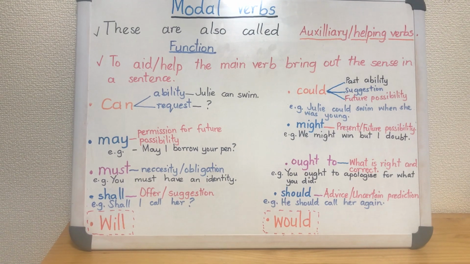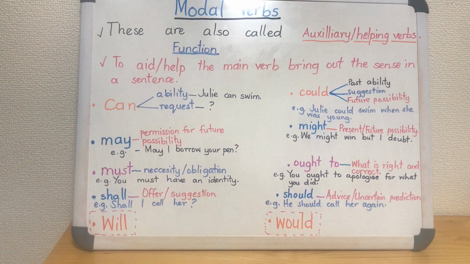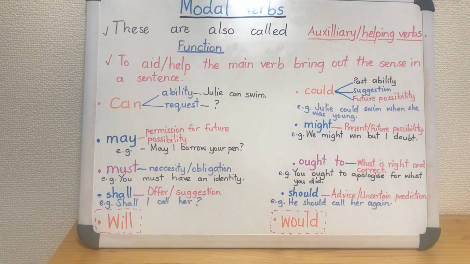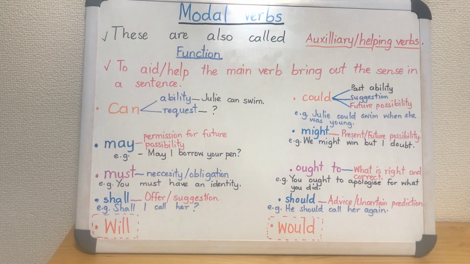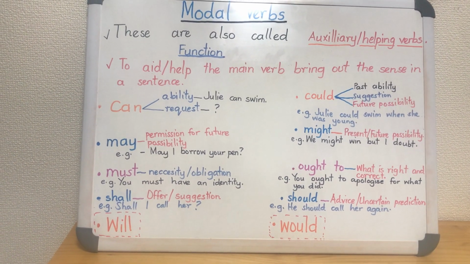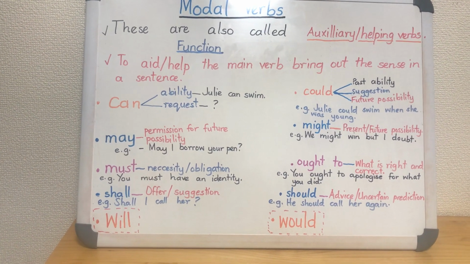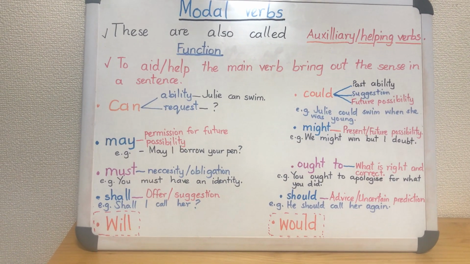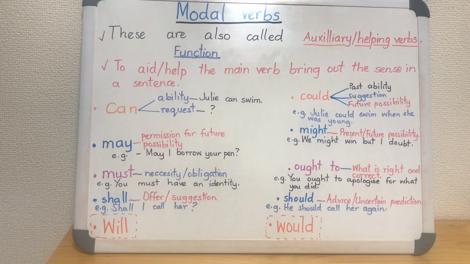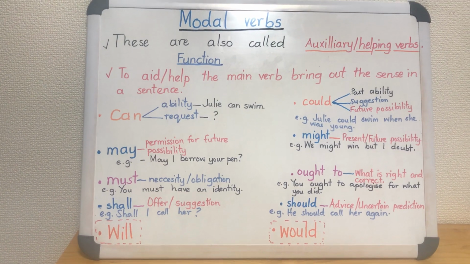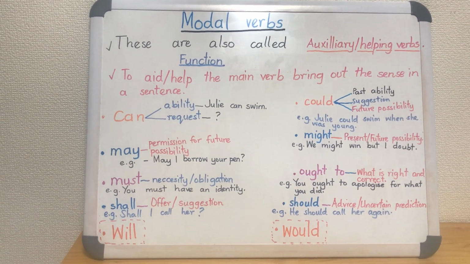Let's go to may and might. May is talking of permission or future possibility. Again, when we talk of the future, it has not happened. It's something that we only look forward to. May I borrow your pen? There are chances that the person might say, I'm using it, or I'm leaving very soon. So that means it's not possible that you will get the pen.